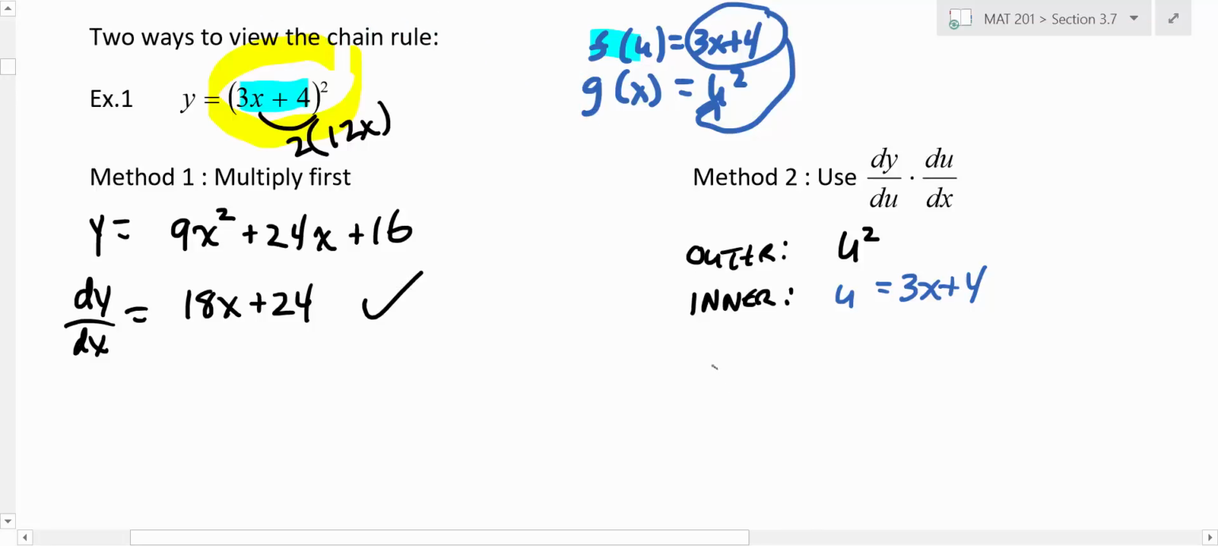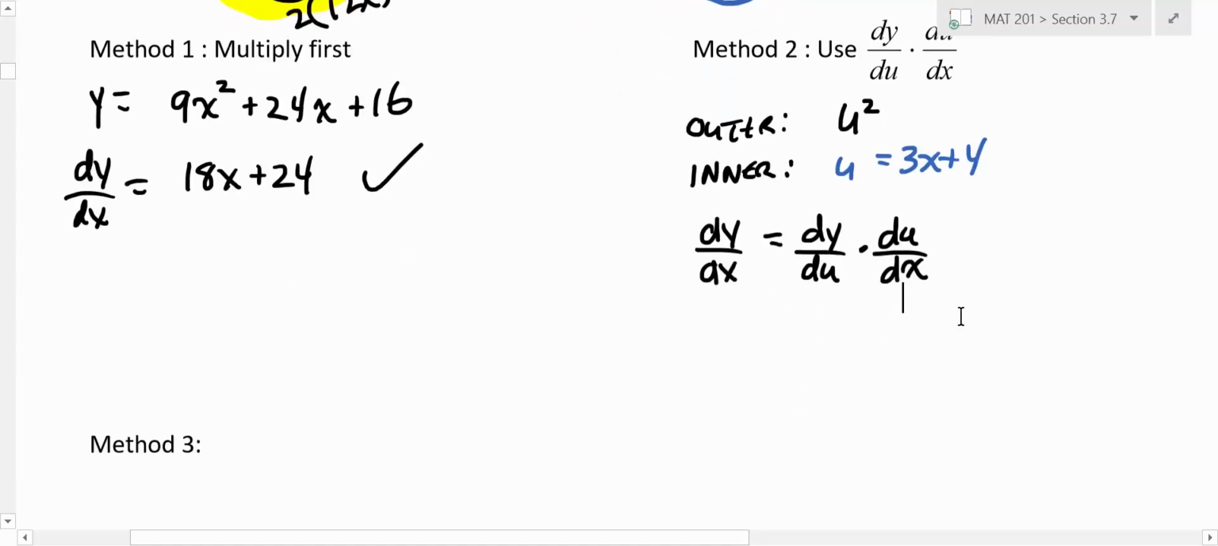Okay, so here's what you do. When you're doing dy over dx, the chain rule tells you to do dy over du times du over dx, like that. So we're going to do those two things. First, we do the derivative of y with respect to u. I should have had you write this as y equals u to the second. So we're doing a derivative of y with respect to the variable u. What's the derivative of u squared?